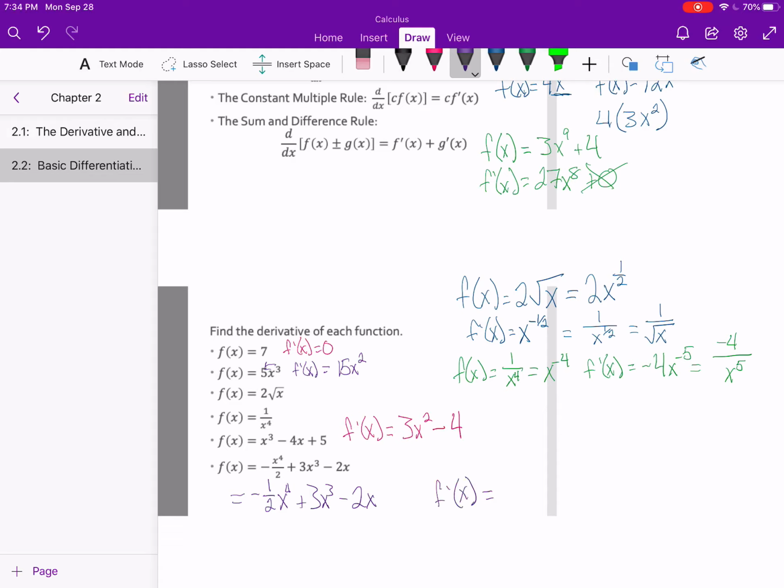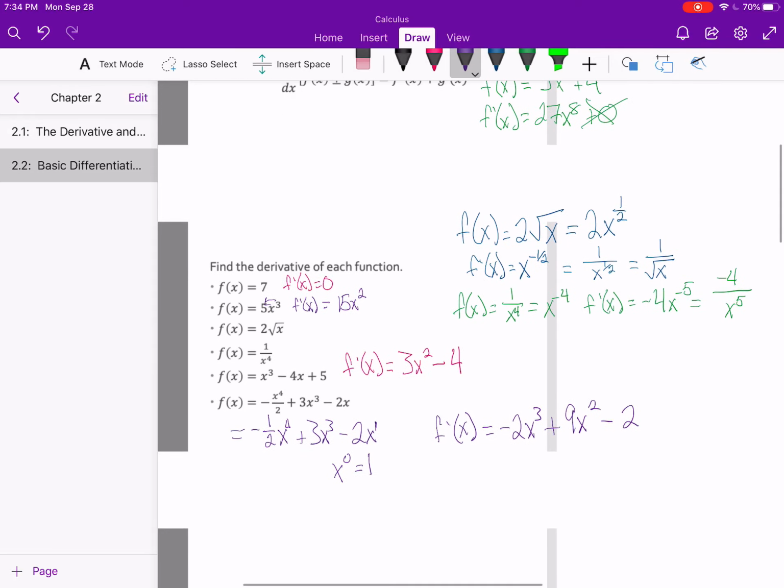So the derivative, 4 times negative 1/2 is negative 2, goes down to a 3, plus, multiply that 3 down so we get 9x squared, and then we just have minus 2. So notice that this is a 1 right here, so when we multiply it down we just get minus 2, and then x to the 0, but remember x to the 0 is always equal to 1. So that's how we just get that negative 2.